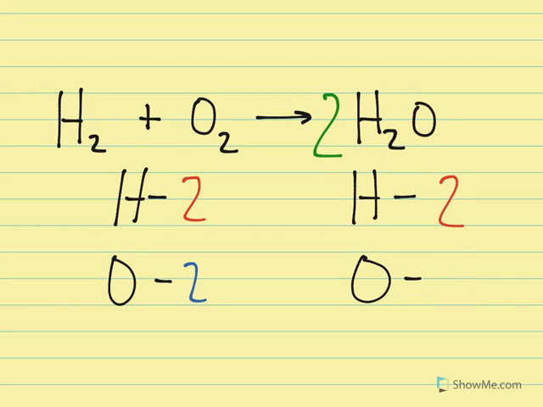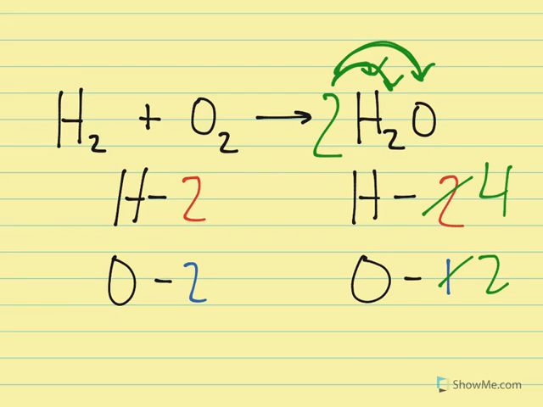I'm sorry, I wrote there were 2 oxygens there, there's only 1. But now with this coefficient of 2 out front, this 2 applies to these hydrogens and these oxygens. So yes, this 2 does give you 2 oxygens, which is good, but this 2 also gives you 2 times 2, or 4 hydrogens. So these oxygens are balanced, but now these hydrogens are not.